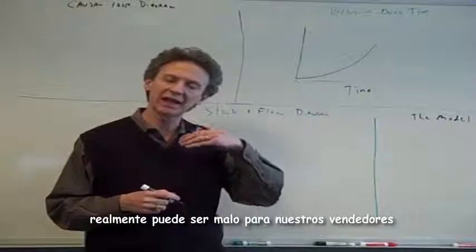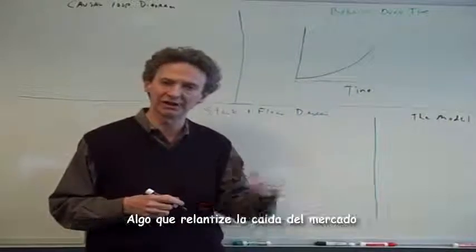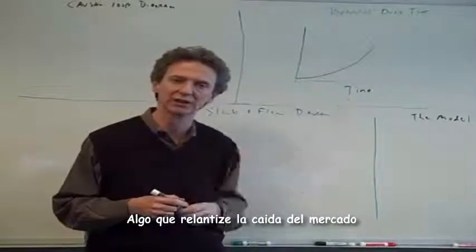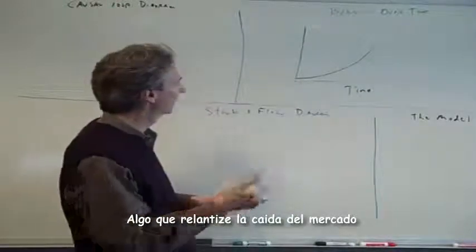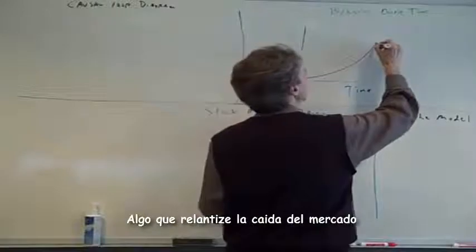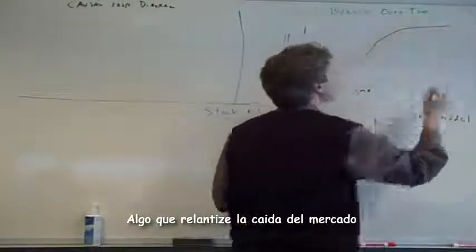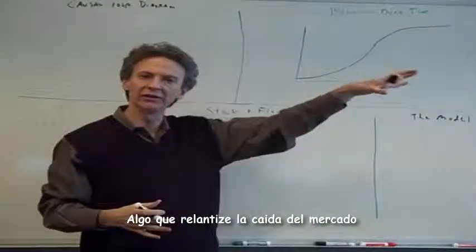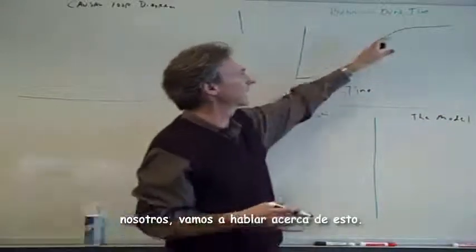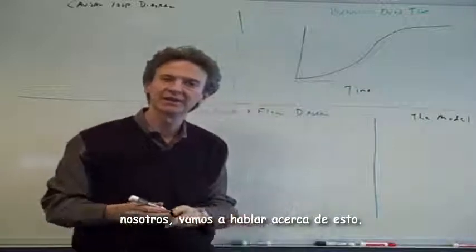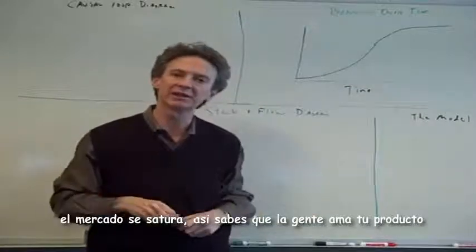But the reality is you can't actually grow forever in real terms. So something is going to slow you down eventually. And so really the second half of the story is some kind of slowdown in your growth, and it ends up looking like an S. And the slowdown we're going to talk about is market saturation.